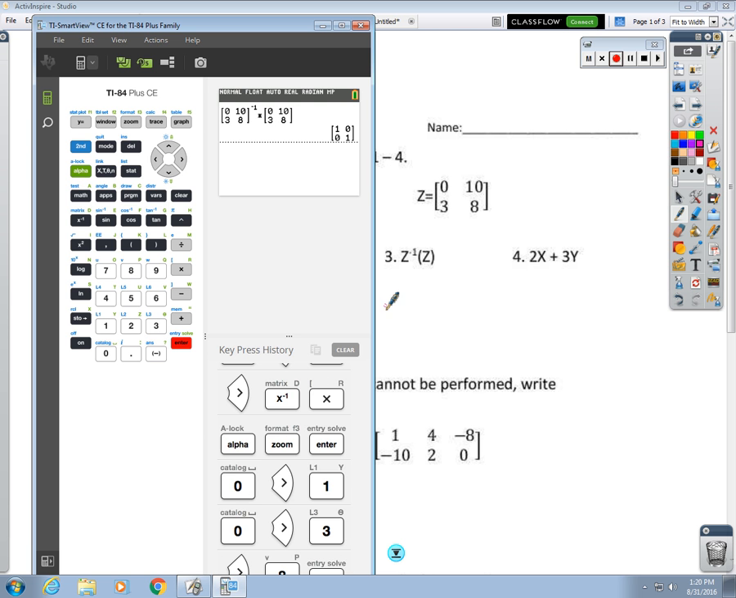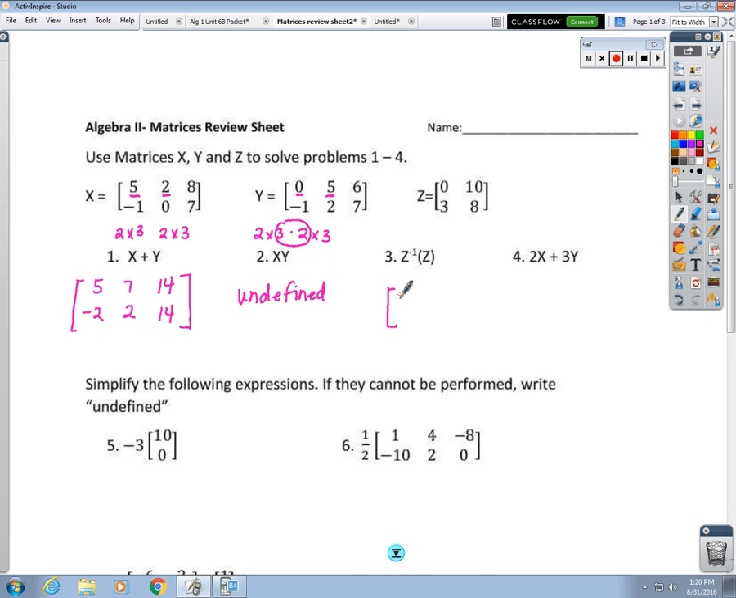Okay, the answer is 1, 0, 0, 1. That is called the identity matrix. Anytime you take a matrix and take its inverse and then multiply it back by that same matrix, this will always be your answer. It's called the identity matrix. So like had we taken matrix X, done the inverse of it, and multiplied it by X, you would have gotten back the identity matrix. Okay? Does that make sense?